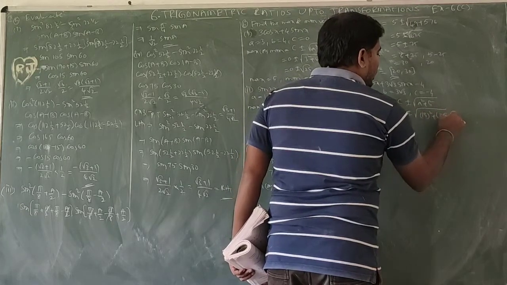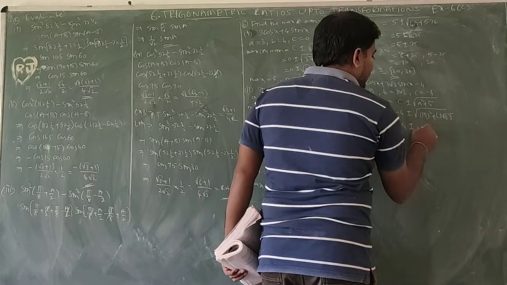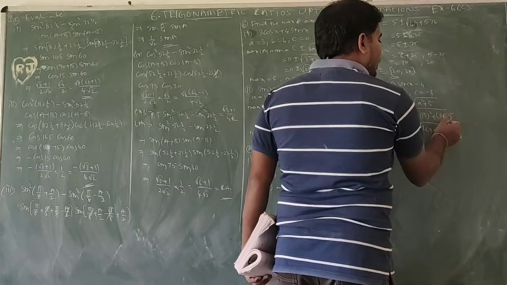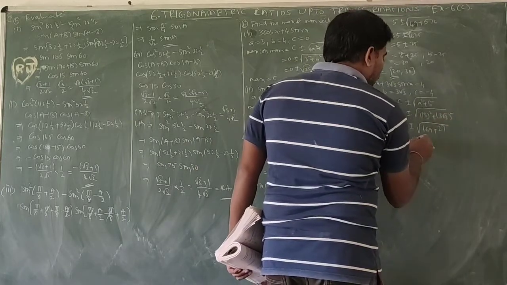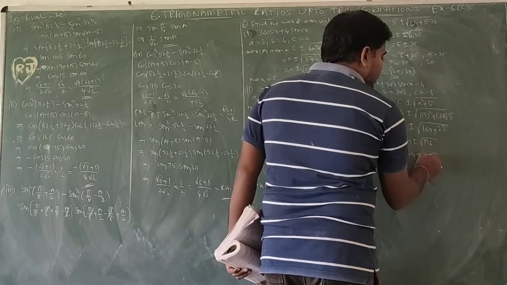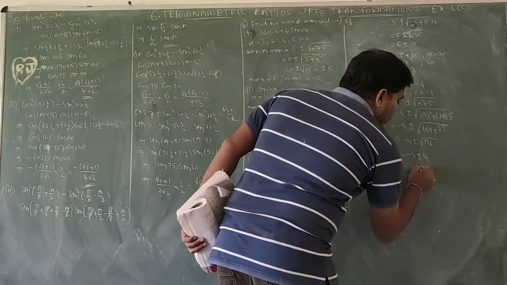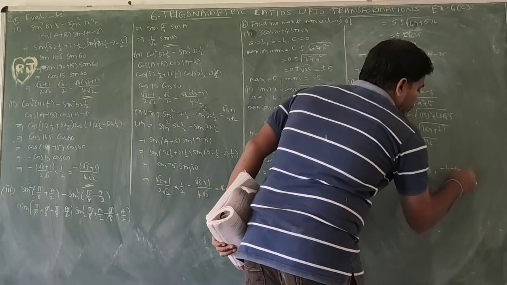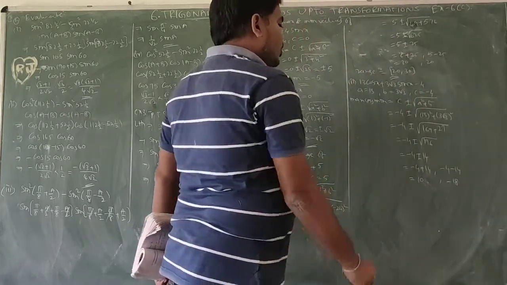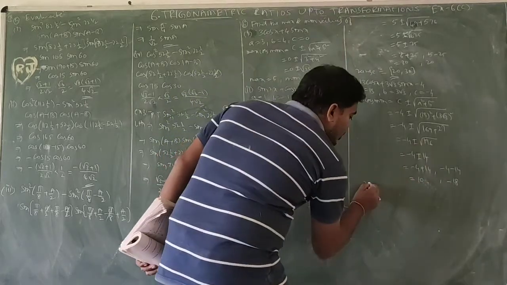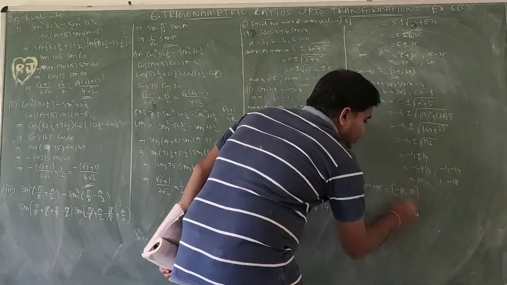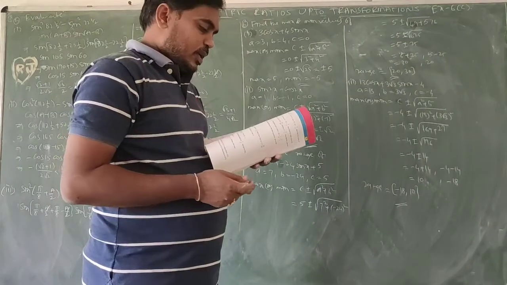Minus 4 plus or minus root of 13 square plus 3 root 3 whole square: 169 plus 3 square 9 into 3, 27. Minus 4 plus or minus root 196, root 196 equal to 14. Minus 4 plus 14, minus 4 minus 14. So equal to 10, equal to minus 18. Okay, so this is the minimum value, this is the maximum value. Range equal to minimum minus 18 to maximum 10 including. So this is the required result. Okay, next.